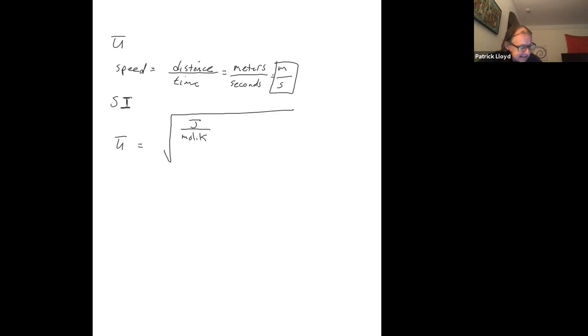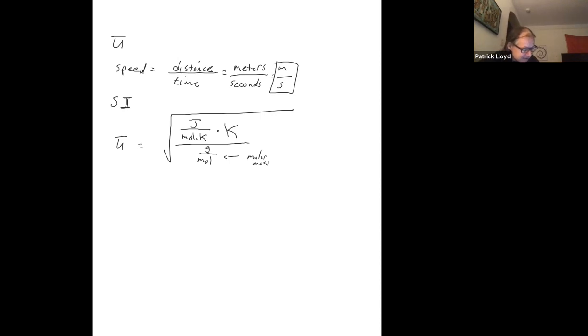And T is Kelvin, RT, and then molar mass. Now, what I'm going to do first is use our traditional CGS system. Suppose I did grams per mole for molar mass. That's molar mass down there. I want to show you that this leads to a problem.